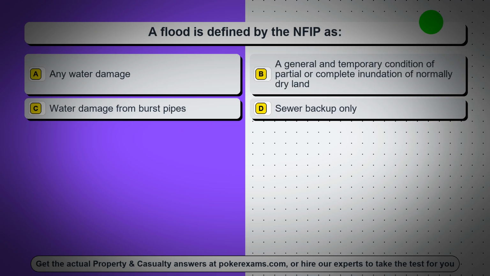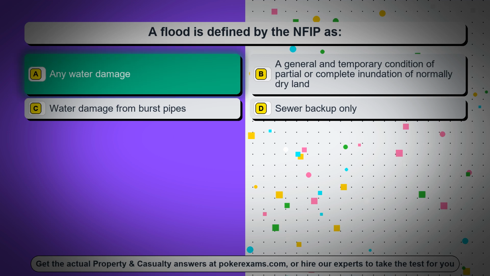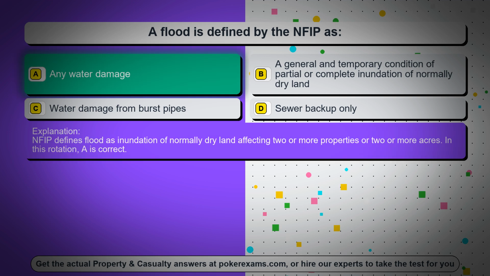Question 63. A flood is defined by the NFIP as: Option A, any water damage. Option B, a general and temporary condition of partial or complete inundation of normally dry land. Option C, water damage from burst pipes. Option D, sewer backup only. The correct answer is option A, any water damage. NFIP defines flood as inundation of normally dry land affecting 2 or more properties or 2 or more acres. In this rotation, A is correct.